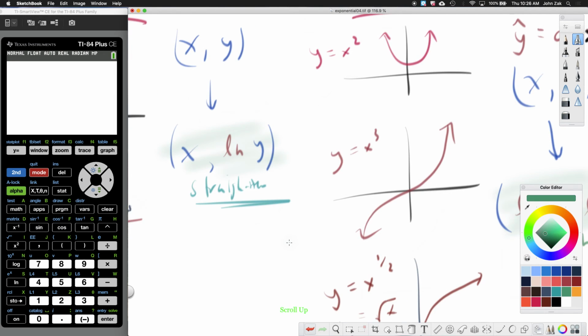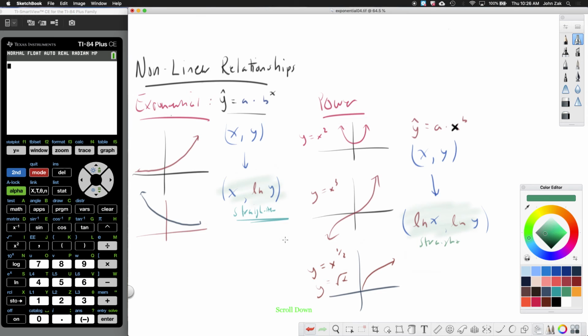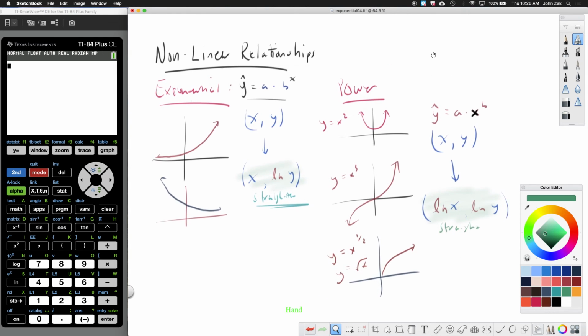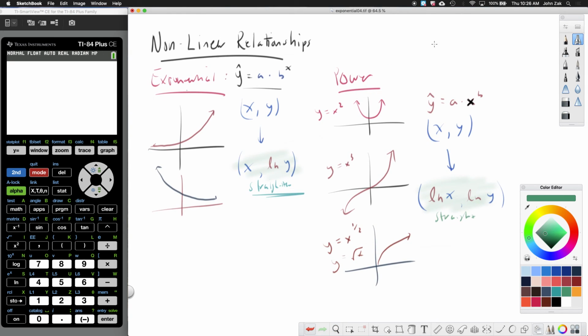Now, of course, these are only two possibilities. There could be other types of relationships. You can use sine curves. You can use all kinds of equations to model the relationships between variables, but these are the only two that we're really going to use in AP Stat, exponential and power models, okay? And both of them involve using logarithms to sort of try to straighten out our data.